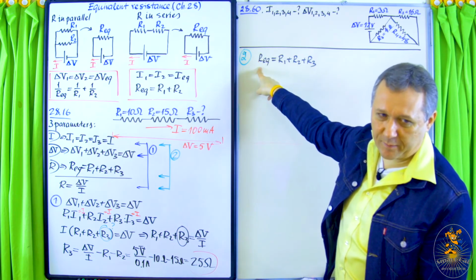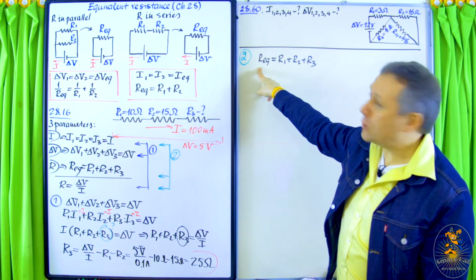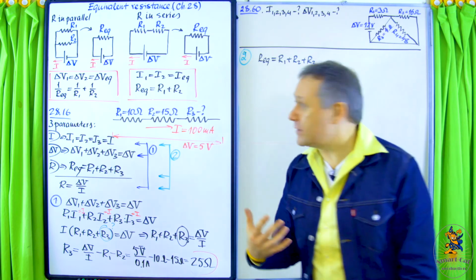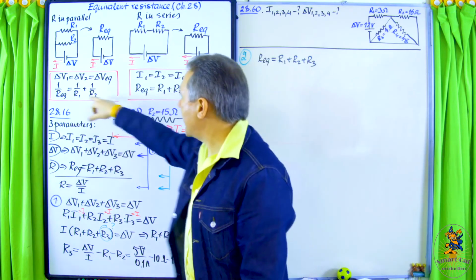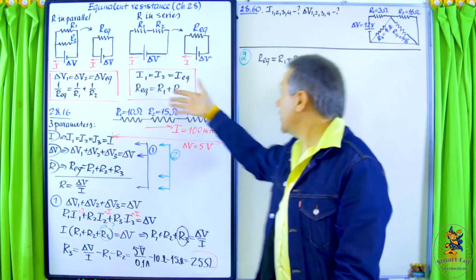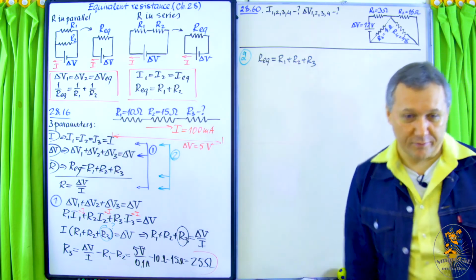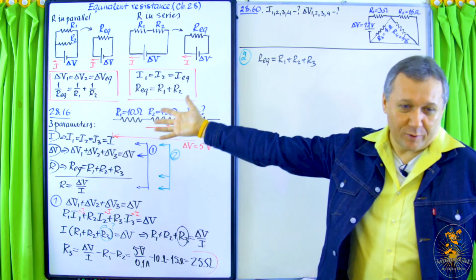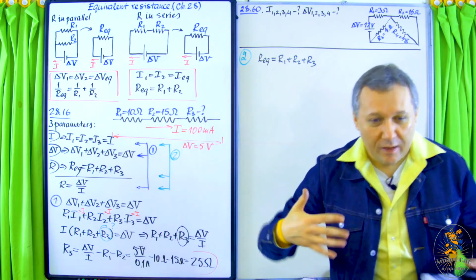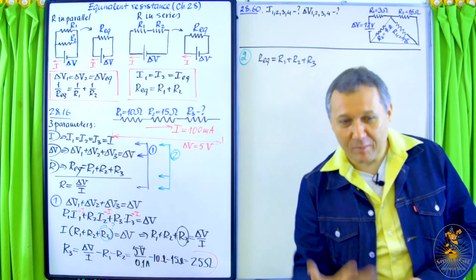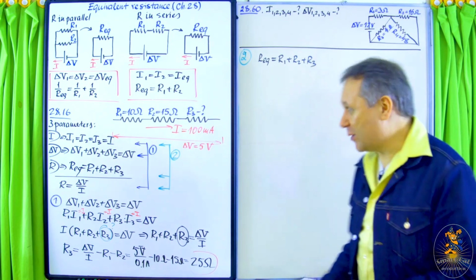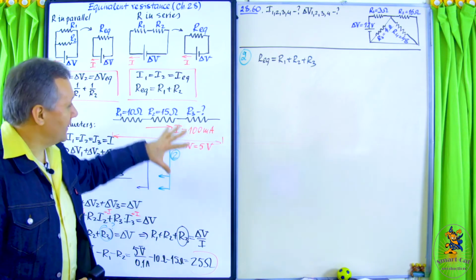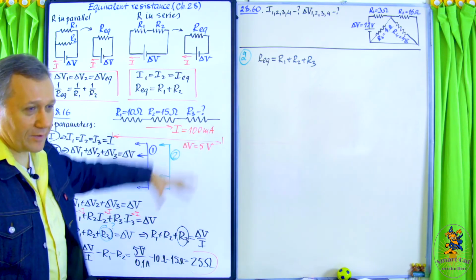So our first step must be, how can we find R equivalent? Up to this point, every time we used these formulas to find R equivalent. But now we have unknown R3, so we cannot find R equivalent using the formulas which we derived. So R equivalent must be found somehow else. How? Using the electrical parameters which are given.